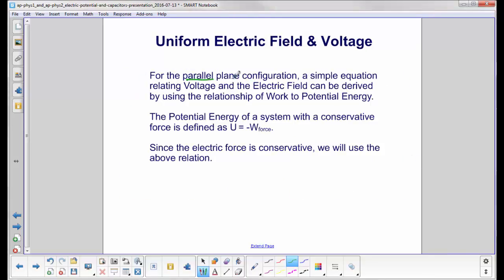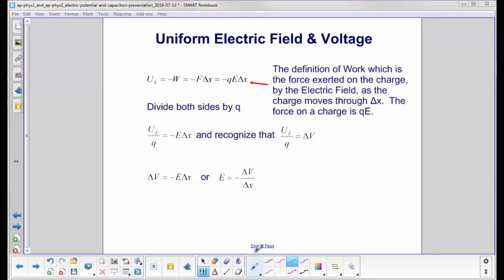For the parallel plane configuration, however, we can derive a very simple, very powerful equation that relates voltage and the electric field. We're going to use the relationship of work to potential energy. The potential energy of a system with a conservative force is the negative of the work done by the force from the field. Since the electric force is conservative, we can use this equation. The potential energy is the negative of the work done by the electric field.